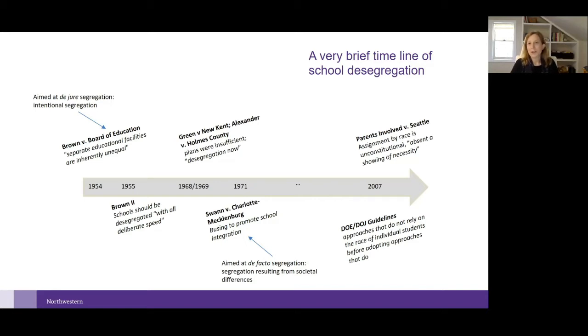Now, as you can imagine, this took quite a bit of time to actually go from a court case to actual progress in desegregating schools. And so the following court cases really address the issue of speed. What's known as Brown 2 is desegregate with all deliberate speed. Then came later cases, Green versus New Kent, Alexander versus Holmes County, that looked at desegregation now. And one of the challenges is that you can eliminate de jure segregation, but you're still facing de facto segregation.